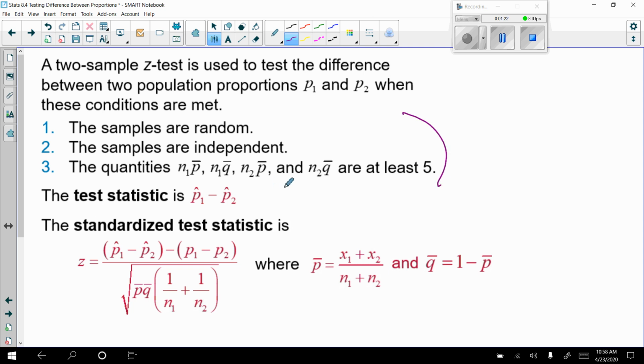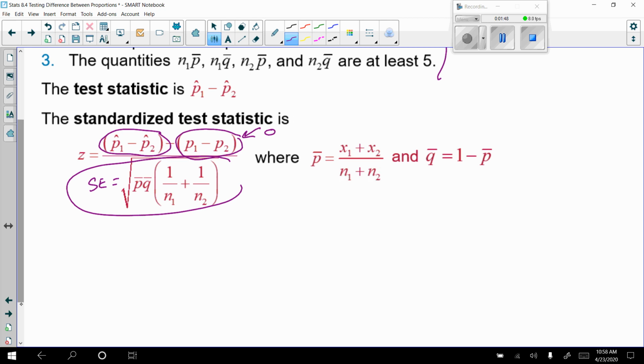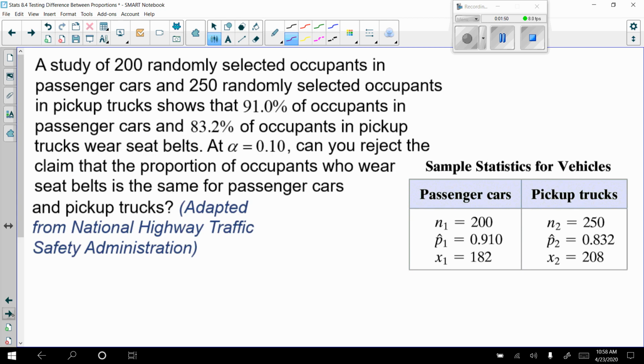As long as all of these conditions are met, we can find the z-score by taking the difference of the two sample proportions, minus the difference of the two proportions that's expected, which we expect to be equal to 0, divided by the standard error, which is found by using this equation. So we're going to do that with this example.